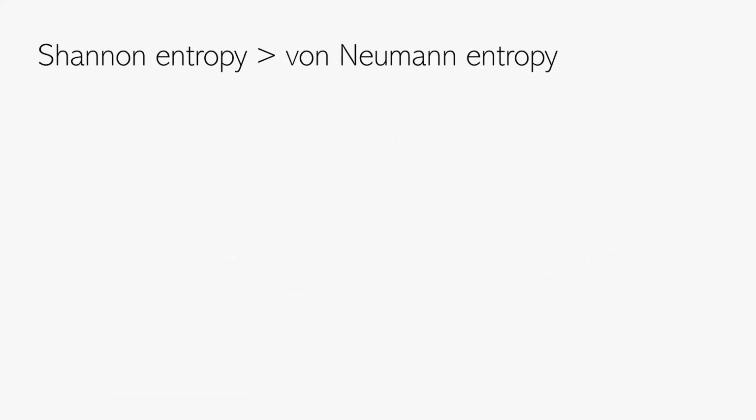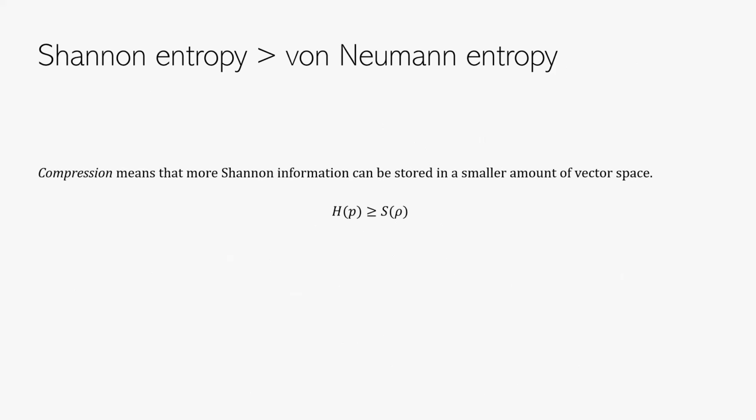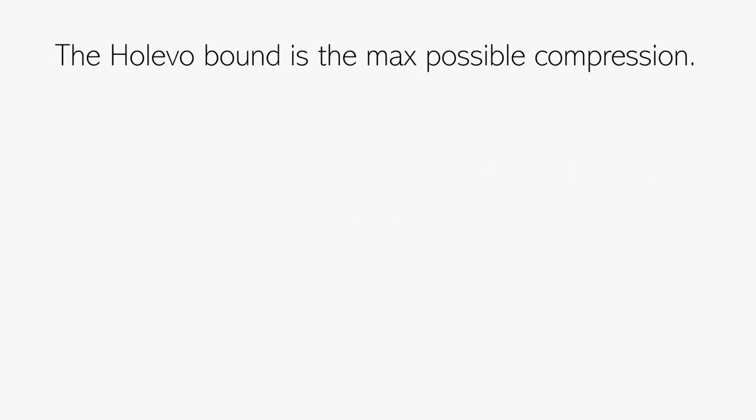And so the amount of Shannon entropy held by a system is always greater than or equal to the amount of von Neumann entropy in a system. The physical process of compression means that more Shannon information can be stored in a smaller amount of vector space. And that process is really what's behind thermodynamic computation. And we can identify the maximum amount of information compression that's possible by identifying the Holevo bound.